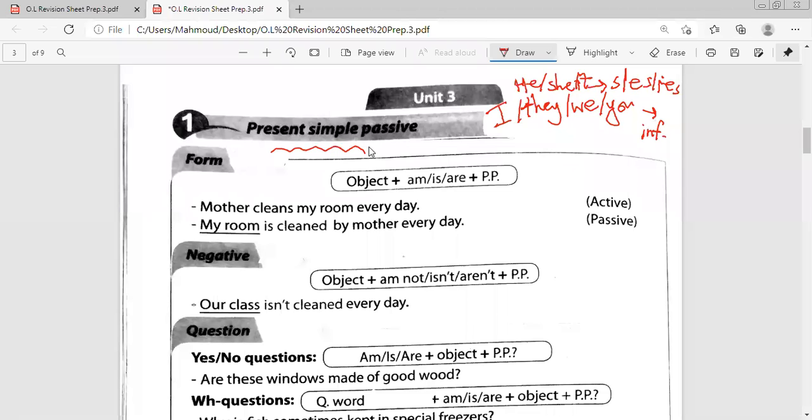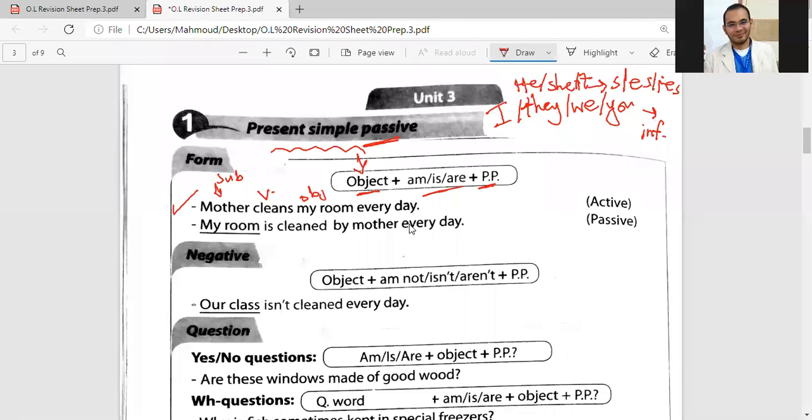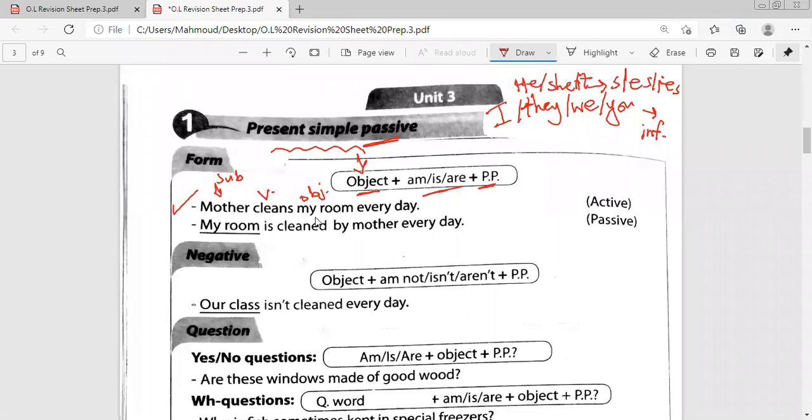If you want to make the passive from the present simple, you will change here the places. You will start with the object, and then you will put am or is or are plus past participle. Like this example, mother cleans my room every day. Mother here is the subject, and cleans here is the verb. My room is the object. Okay. If you want here to change the places, I mean if you want to start with my room, you have to use this form.